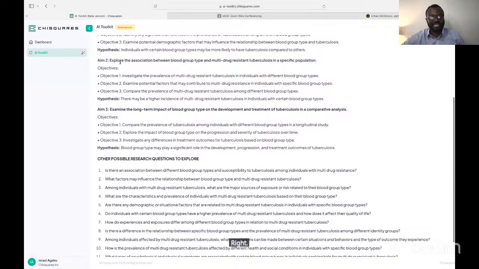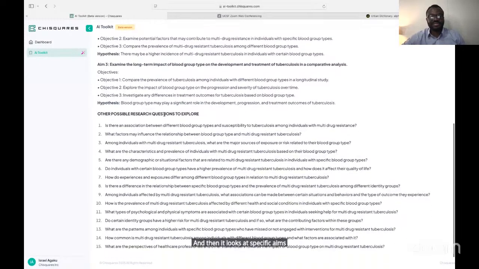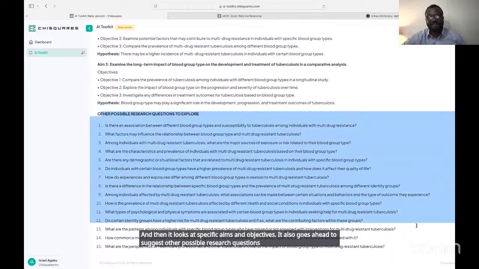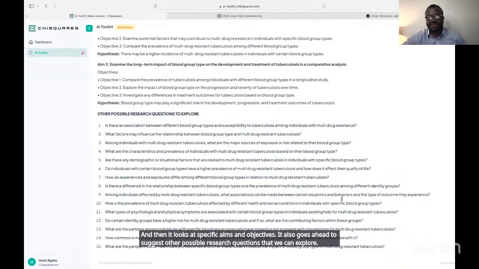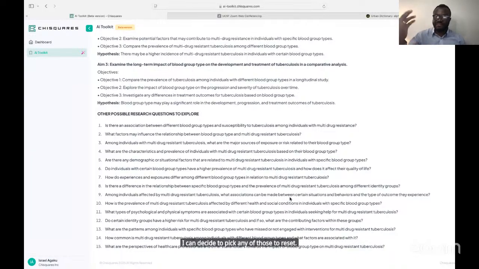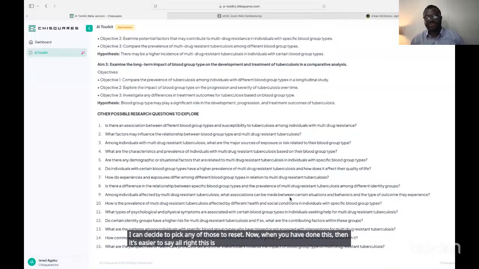And then it looks at specific aims and objectives. It also goes ahead to suggest other possible research questions that we can explore, and you can decide to pick any of those to research. Now, when you have done this, then it's easier to say, all right, this is the direction we'll take. So your input is still needed in refining the research question to something a bit more well-defined.